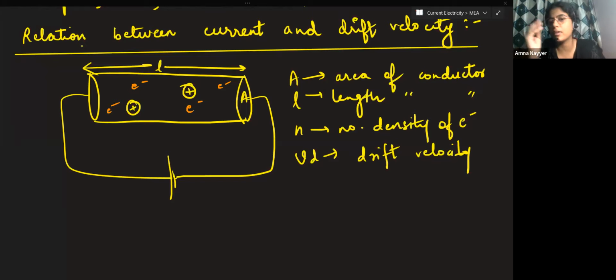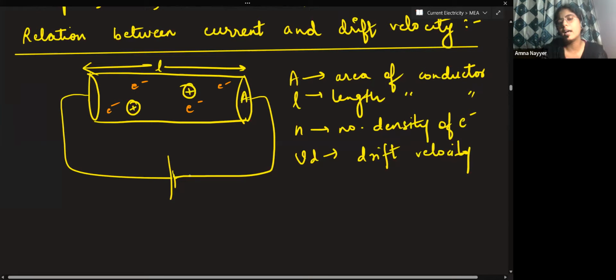A few terms I have specified. A is the area of cross section. L is the length of the conductor. We are drawing it broadly to understand the inside portions and the mechanism, but remember, this is a thin wire like this. And n is the number density. Number density means number of electrons per unit volume. Then Vd is the drift velocity.